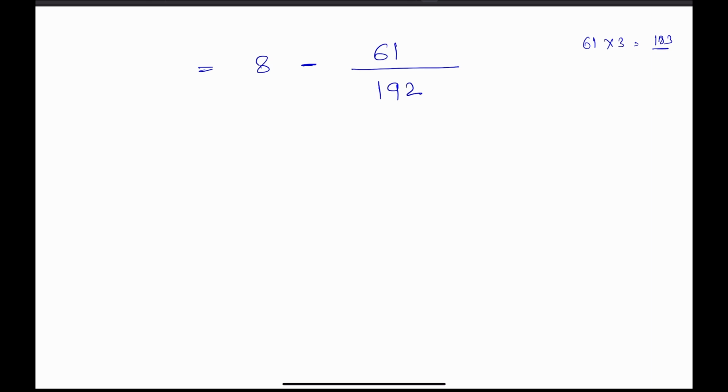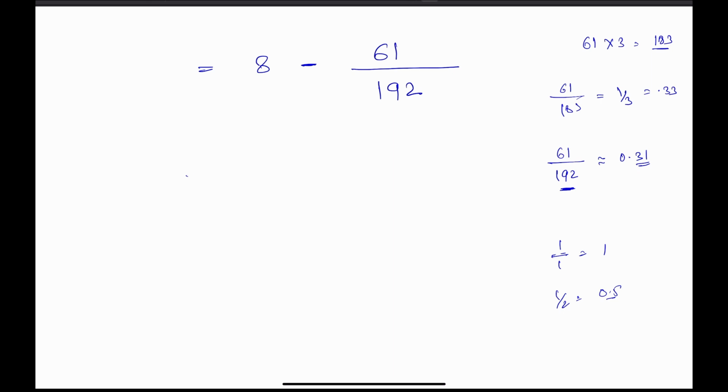So this is somewhat 1 by 3, but again we will use the same trick. 61 by 183 is 1 by 3, but 61 by 192 has a bigger denominator, so it will be something less than 1 by 3, which is 0.33. Let's try to understand: 1 by 1 is 1, but 1 by 2 is 0.5, it's less. So here also it will be less because the denominator is increasing, so it will be 0.31.